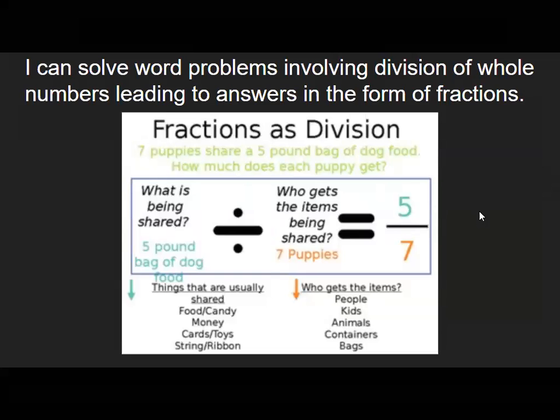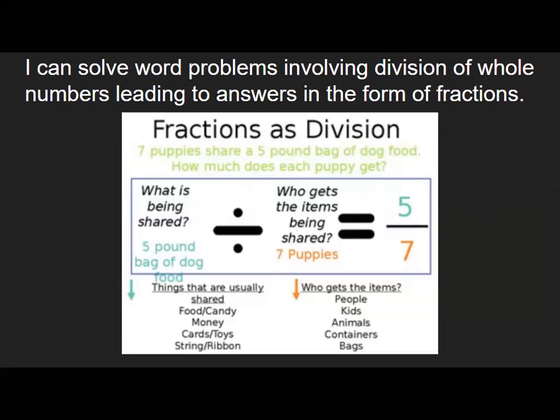Okay, so I can solve word problems involving division of whole numbers, leading to answers in the form of fractions. So when we think of fractions as division, it's important that we really read the problem and pay attention to what it is they're wanting us to figure out. So in this example problem, 7 puppies share a 5-pound bag of dog food. How much does each puppy get?